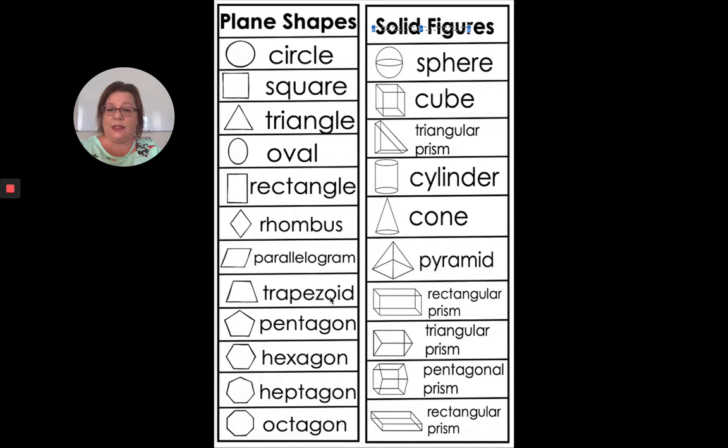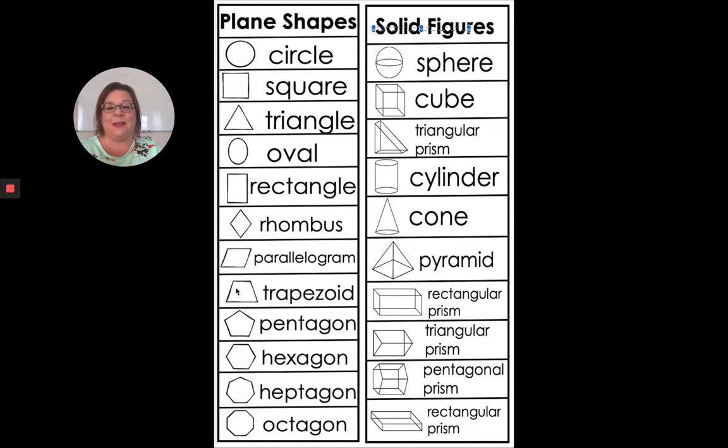A trapezoid is next. We didn't spell parallelogram. Let's spell that. P-A-R-A-L-L-E-L-O-G-R-A-M. Whew, that was a big word. Parallelogram. What is the next shape?